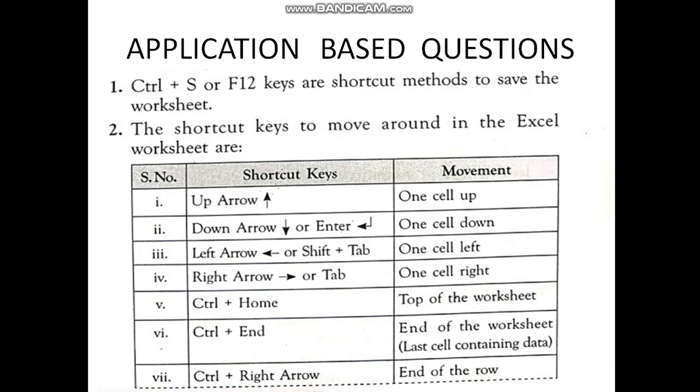That is up arrow one cell up, down arrow one cell down, left arrow one cell left, right arrow one cell right. Control plus home, top of the worksheet. Control plus end, end of the worksheet. Control plus right arrow, end of the row. Is it clear to all?